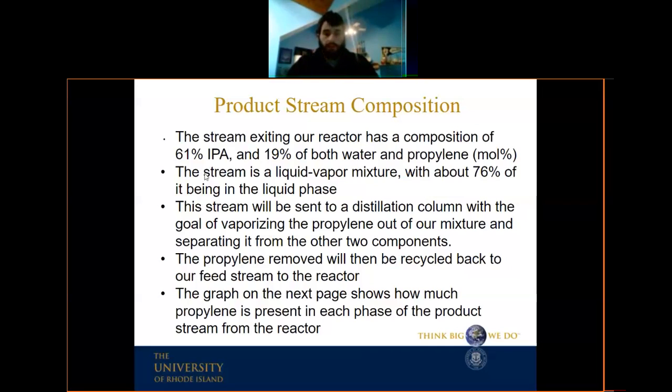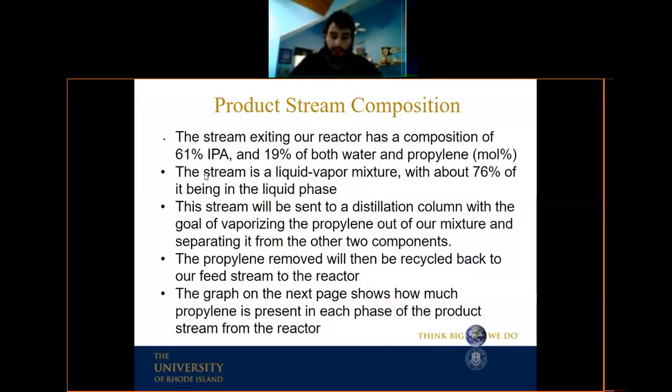And the goal is to essentially vaporize all the propylene out of our mixture due to the fact that it has a much lower boiling point than the other two. And then the condenser will be able to liquefy any remaining water or IPA in the vapor phase. The propylene that's removed will then be sent in a recycle stream back to the reactor so we can use it again in the reaction, so we're not wasting any.